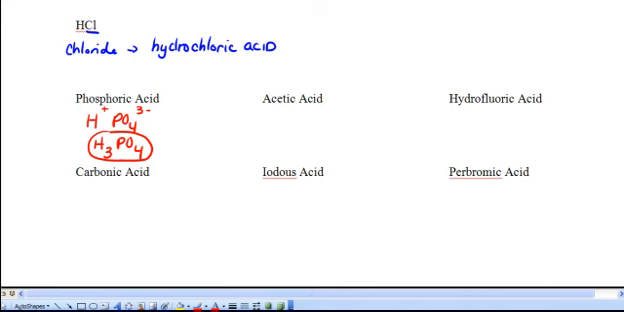Acetic acid. Acetic comes from the acetate ion. Acetate is C2H3O2, and it has a 1- charge. Hydrogen, of course, has a +1 charge, so therefore you're going to combine it to form HC2H3O2. So that is the formula for acetic acid, which is vinegar, basically. When it's diluted, we call it vinegar.